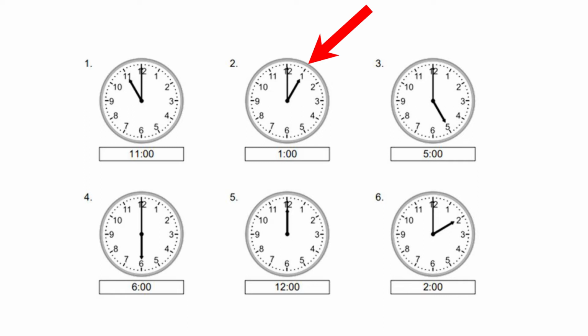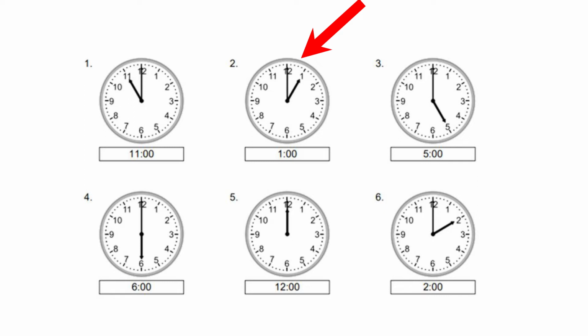Number 2, I asked you to draw on the face of the clock to show 1 o'clock. This is what 1 o'clock looks like. The hour hand, which is a shorter hand, needs to point to the number 1. The minute hand remains on the number 12. Do you have this? If you do, go ahead and give yourself a star.